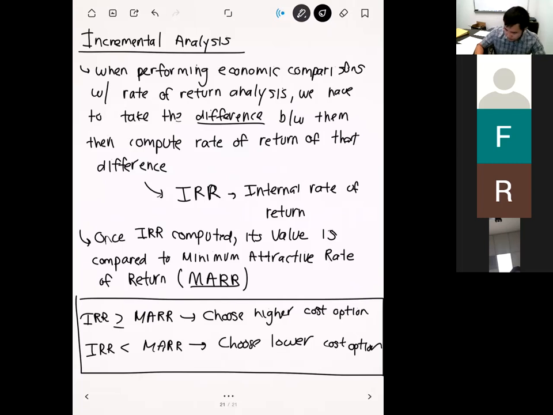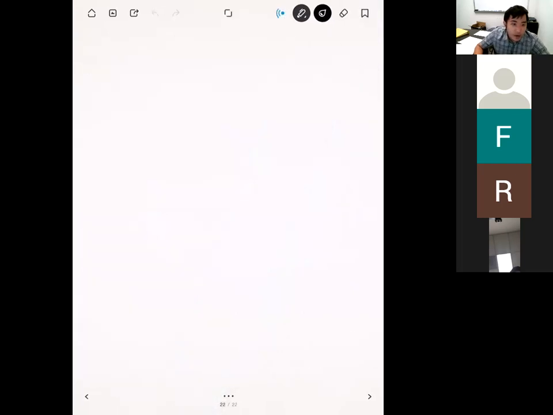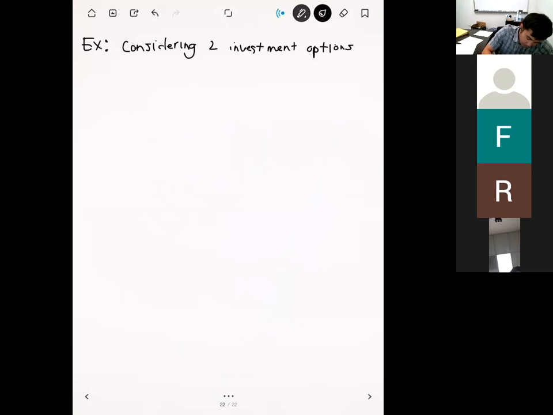Okay. So let me go ahead and start this example, and then we'll pick it up on Tuesday. The numbers for this example are pretty straightforward, just because I'm using this as an illustrative example. Let's say that we're considering two different investment options. These are 1-year investments.